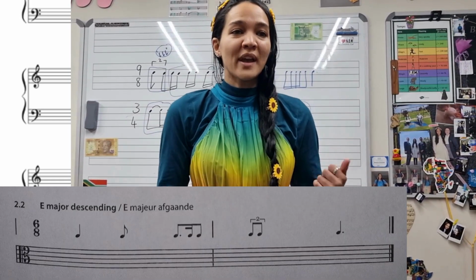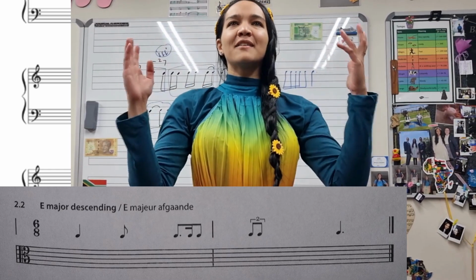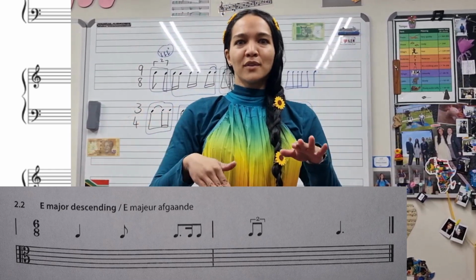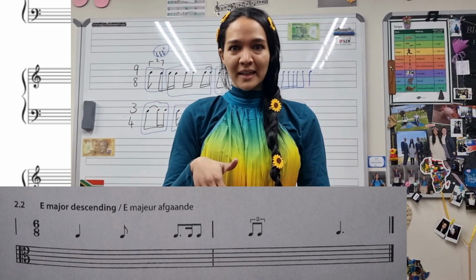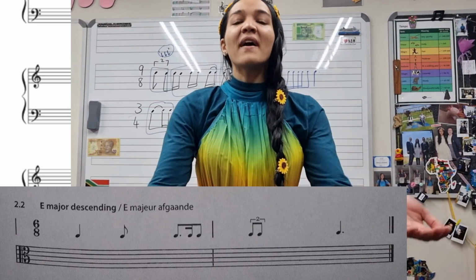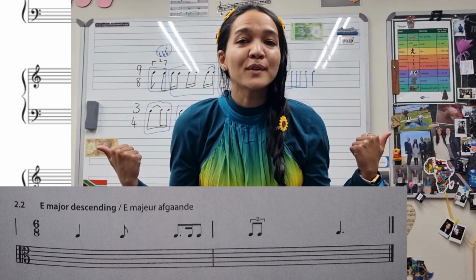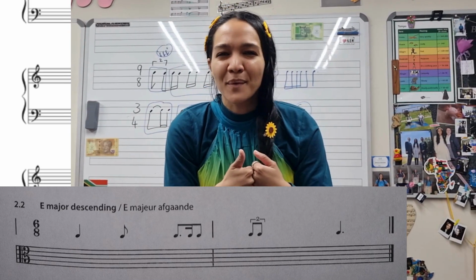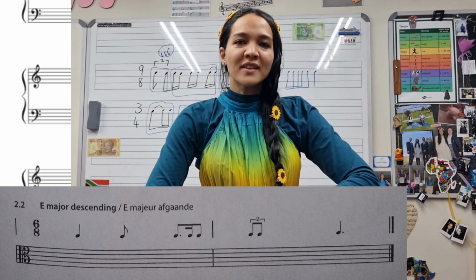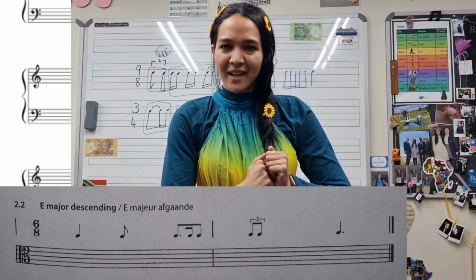Then 2.2, we have E major descending. Yay, the major scales are quite nice because we don't have to alter anything within the actual scale. Okay, so we first have our key signature, and remember we're in the alto clef here, so just know where you're writing these sharps. So after the key signature, we fill in our 6/8, which is our time signature.